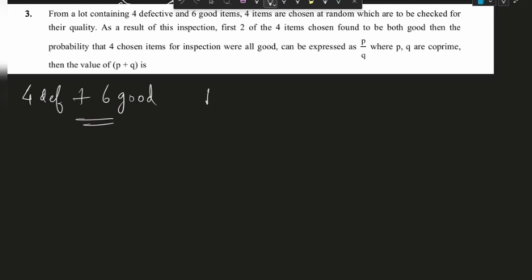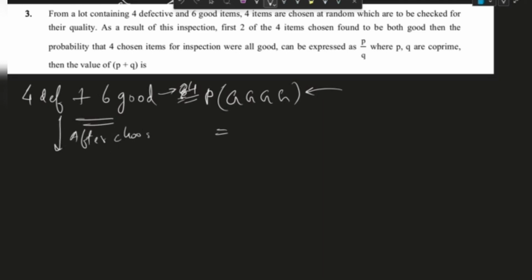So basically we need to find out the probability of P, G, G, G. G means good here. As we have chosen from here 2 items already, okay, not 2 items, I'm sorry. This is 4 items to be chosen in total. Now we have chosen 2 items. I will write this down for your understanding. After choosing 2 items, we have 8 left.